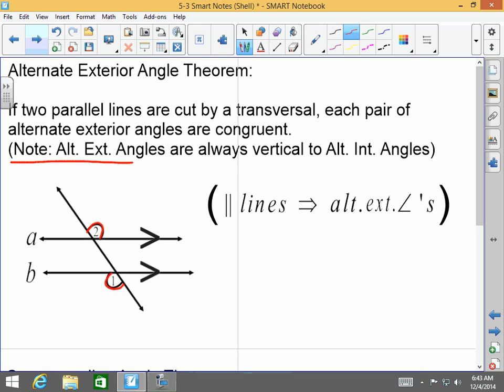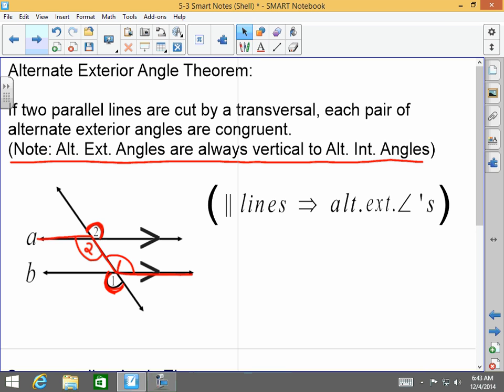But let's check out the note here. This angle 2 is vertical to this angle, so this would be angle 2. And this angle 1 is vertical to this angle 1. So if I do the Z method, the alternate interior angles are going to be congruent to the alternate exterior angles because of vertical angles.